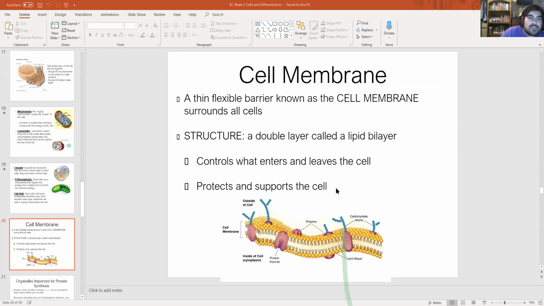Cells also have a thin, flexible barrier known as the cell membrane, and it's surrounding all of the cells. So that helps to keep everything inside of it, because cells have this thing called the cytoplasm that everything just floats in, right? So the cell membrane holds that in, and it's made of a double layer, which is a lipid bilayer.